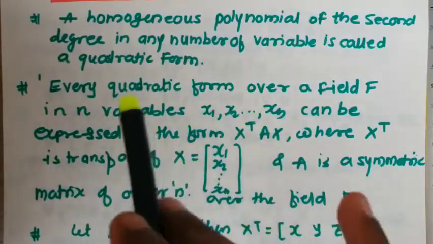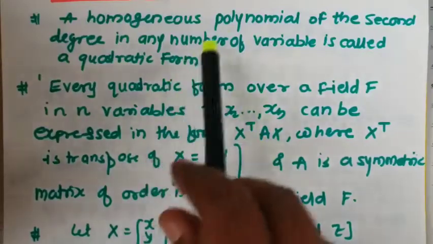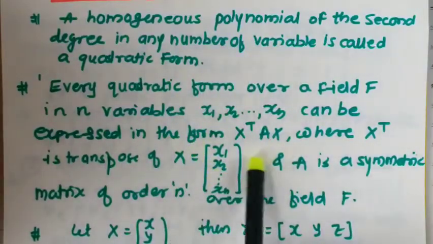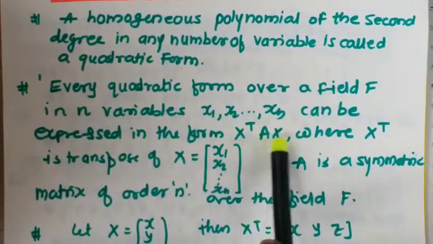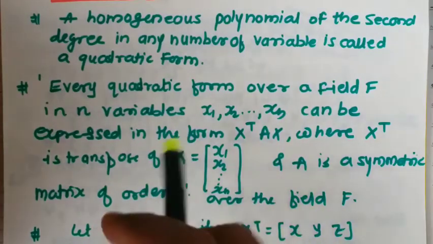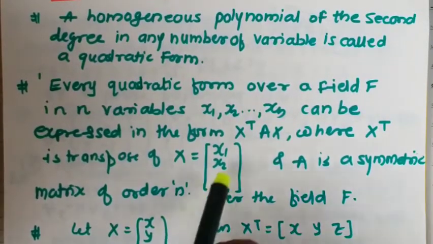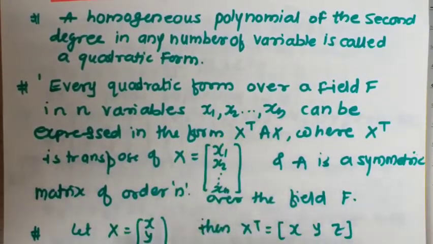Now, we can write a quadratic form in the form of matrices as x transpose A x, where x is the column vector or row vector of variables, and A is a symmetric matrix. So in every quadratic form you will have one symmetric matrix of order n. Whatever the number of variables you have, a symmetric matrix of that order will exist for every quadratic form.